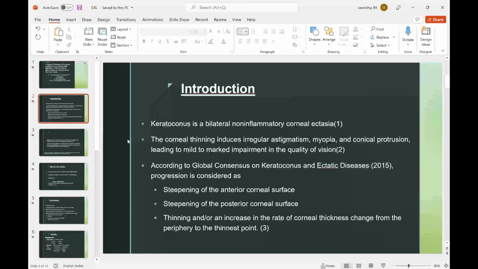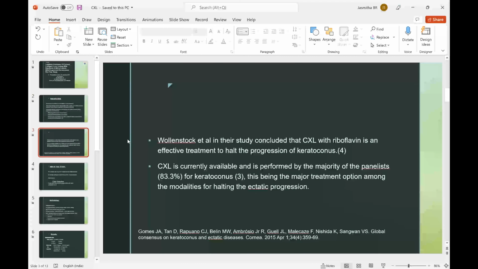As we know, and as has already been discussed here many times, keratoconus is a bilateral non-inflammatory ectatic disease causing irregular astigmatism and marked impairment in the quality of vision. According to the global consensus on keratoconus and ectatic diseases, progression of keratoconus is defined as steepening either in the anterior and the posterior corneal surface, or thinning and or increase in the rate of corneal thickness change from the periphery to the thinnest point.